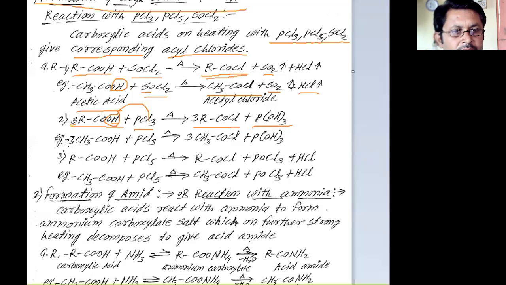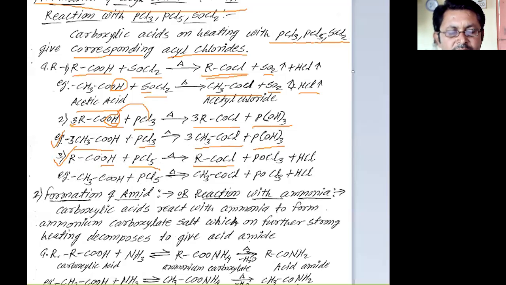For example, see here, three acetic acids when treated with PCl3, we get acetyl chloride with P(OH)3. The next reaction is RCOOH, carboxylic acid, when treated with PCl5, phosphorus pentachloride. On heating, we get acyl chloride in the same manner, that is the replacement of the OH group by a chlorine atom.